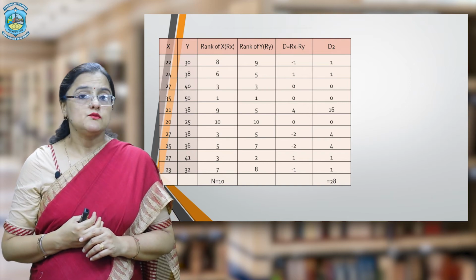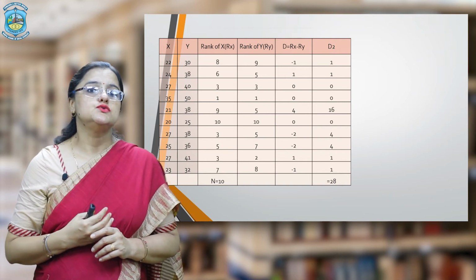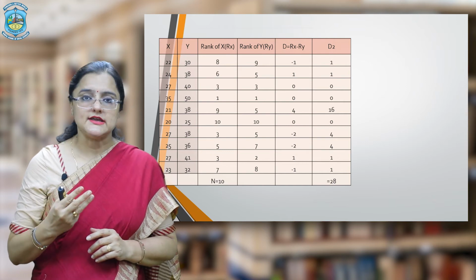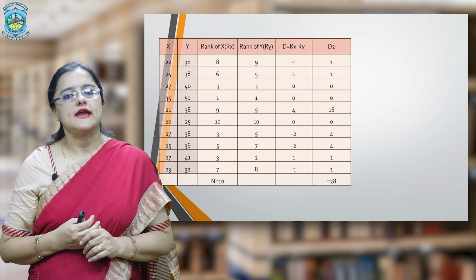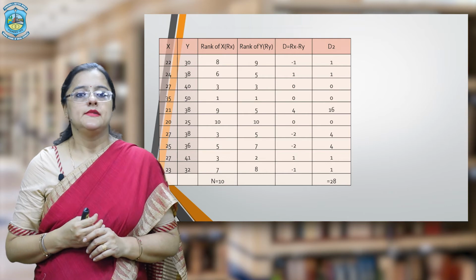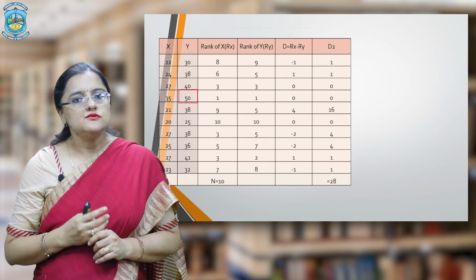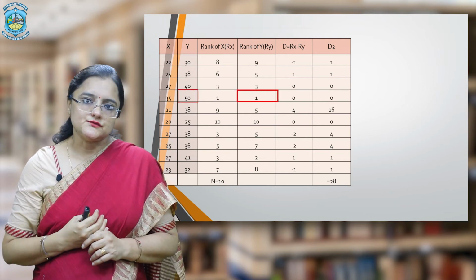We are going to see what all ranks are going to be assigned to 38 three times, and then we are going to take the average. Let's begin with ranking of column Y. 50 is the highest value, so you can see rank 1 is assigned to 50.